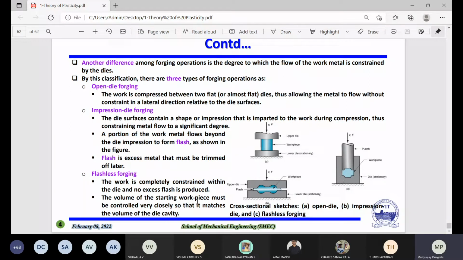The volume of the starting workpiece, you can imagine, must be controlled very closely so that it matches the volume of the die cavity. So whatever the volume of material you have put in the beginning and the volume of the die cavity, they should be close, or equal. So this is known as flashless forging.